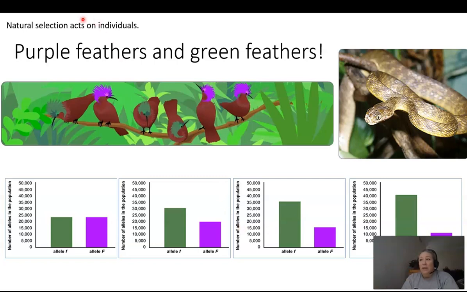So this is an example of natural selection acting on individuals, right? Survival of the fittest. In this case, natural selection is selecting for the green-crested bird and against the purple-crested bird. Okay, yes, I know the snake wants the purple-crested birds. That's the one it can see. But natural selection itself, we would be saying that it's selecting for the green-crested birds, so they get to keep reproducing and passing on that trait, and natural selection is selecting against the purple-crested bird. They're getting eaten, and so they're not passing on that trait.